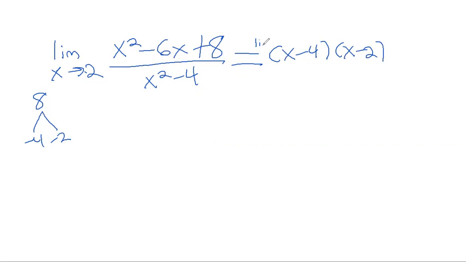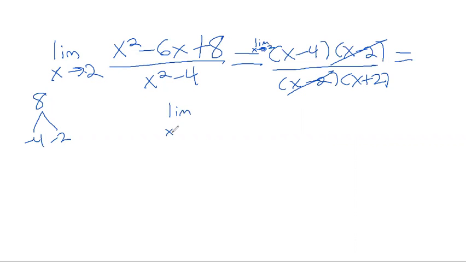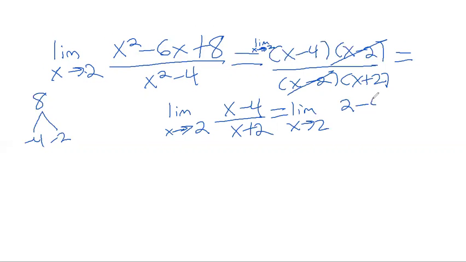And got to keep writing the limit part. Apologize for forgetting that. Over, well, factoring this is a difference of squares, x minus 2, x plus 2. And look what happens. We have x minus 2 here and here, so x minus 2 cancels out, and that's going to equal the limit as x approaches 2 for x minus 4 over x plus 2. Now we can plug it in directly, because when I plug in 2 in the denominator, it's not going to be 0. So 2 minus 4 over 2 plus 2.